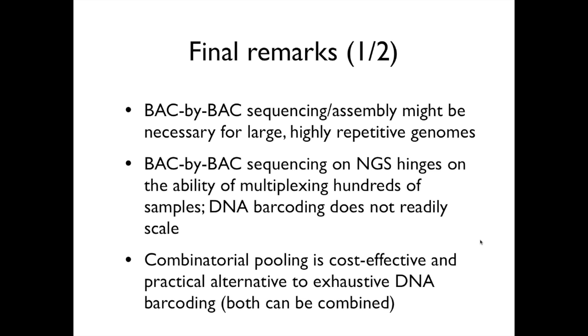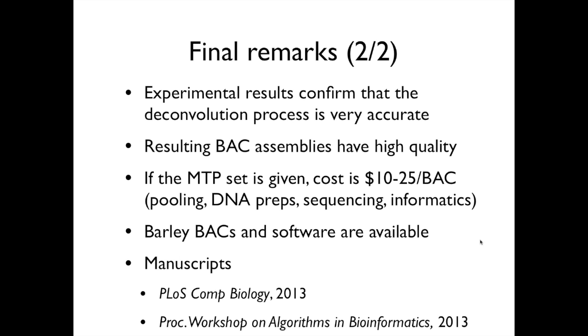And because the NGS sequencing machines have a limited number of samples that they can handle, people use barcoding, but barcoding doesn't really scale readily. And so we think that pooling, this particular type of pooling that we use, is a cost-effective and practical alternative to exhaustive linear barcoding. And in fact, as we mentioned and used in our work, you can combine the two. You can get the benefits of both, and you get a significant reduction in the number of samples that need to be handled.